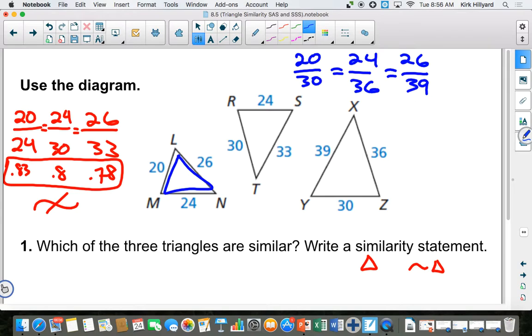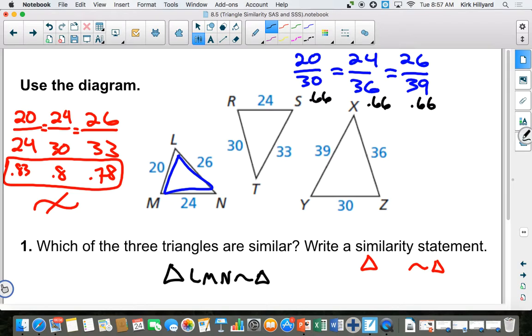And we're going to check that and see 20 divided by 30 is 0.66. This one is also 0.66, and that one is also 0.66. So those are similar. So my triangles in order is important. So I'm going to say triangle LMN is similar to triangle.